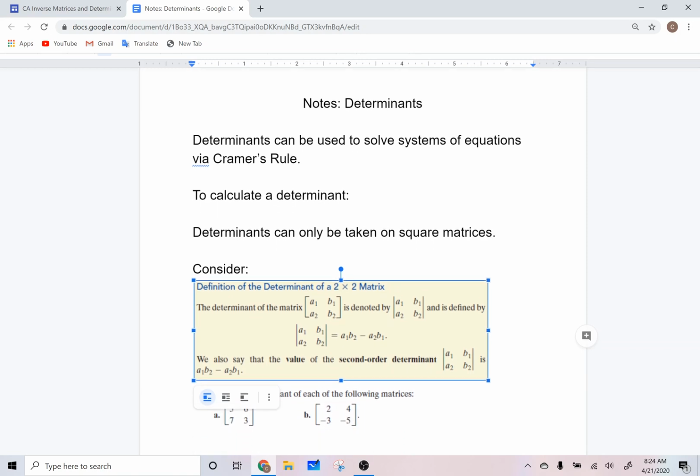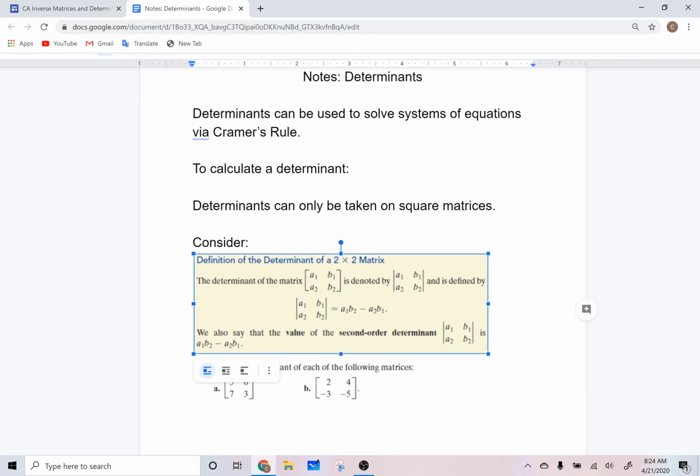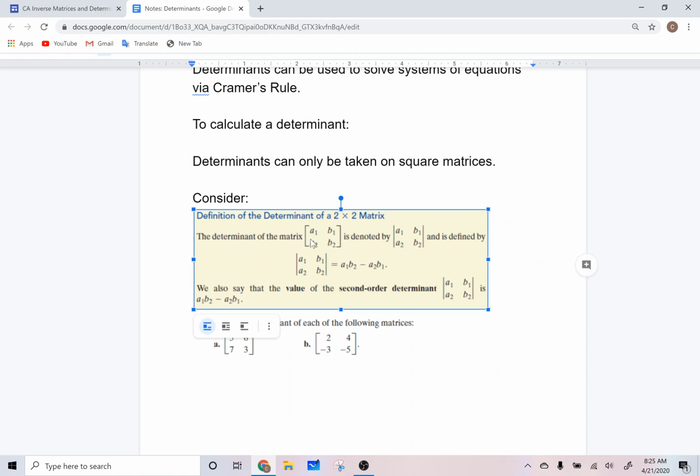Determinants can only be taken of square matrices, so you'll never have a rectangular 3 by 2 or 2 by 3 or 2 by 4 or whatever that you're able to take a determinant of. But if you have a square matrix A1, B1, A2, B2, and it's denoted by this, that obviously means that you're taking a determinant. The determinant's defined as this top left corner times this bottom right corner minus this top right corner times this bottom left corner. To calculate it, it's very simple, and I'll go through that right now.